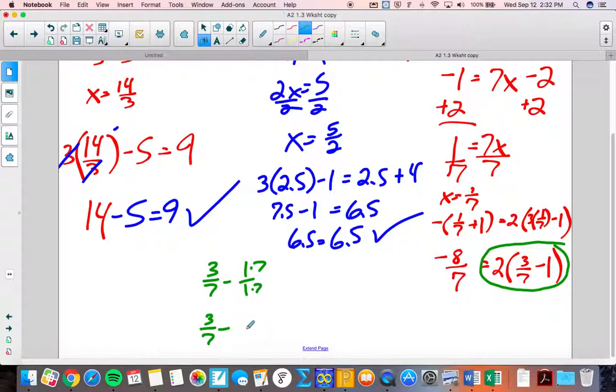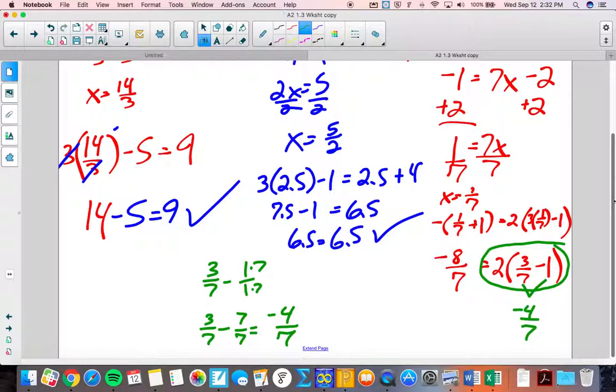What you do to the top, you got to do the bottom. 1 is the same as 7 divided by 7. Right? If you have $7 and split it among 7 people, you each get 1. It's a little more complicated way to write it here, but that allows us to subtract across the top. So we get -4/7. You just bring that common denominator along. So on the right side, this simplifies to -4/7.